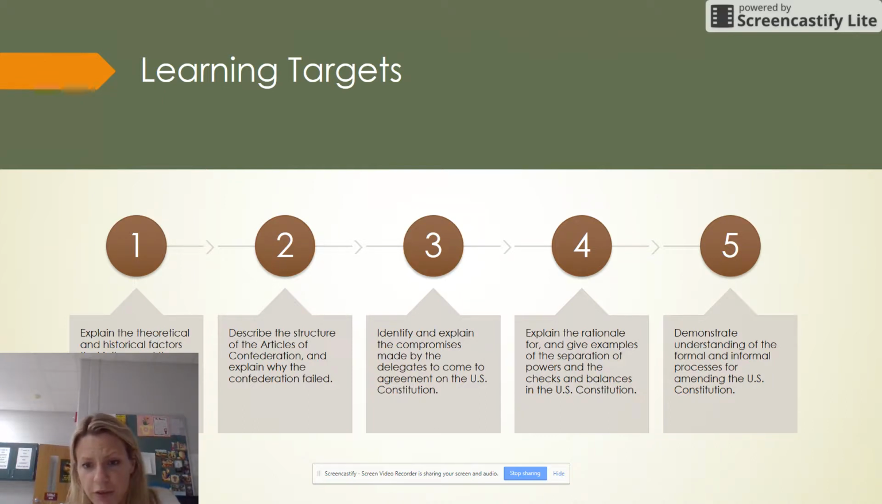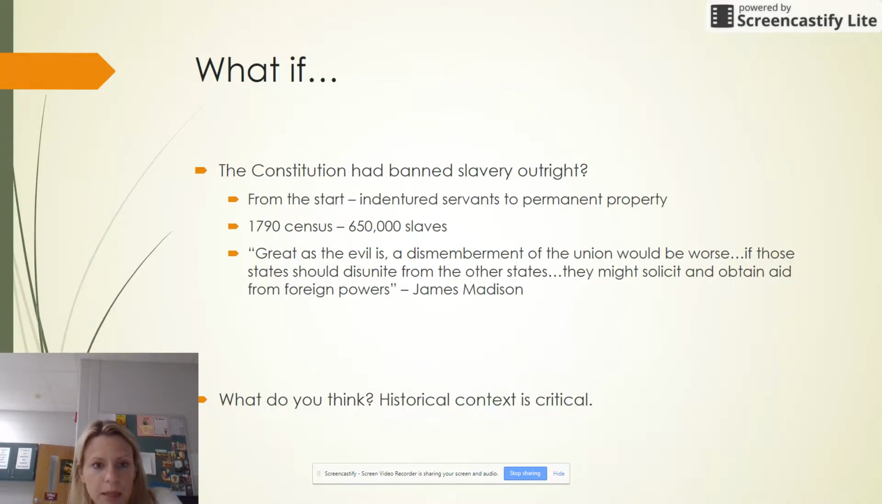4, explain the rationale for and give examples of the separation of powers and the system of checks and balances in the U.S. Constitution. And number 5, demonstrate understanding of the formal and informal processes for amending the U.S. Constitution. As we go through the rest of the term and the year in general, we will go into a lot more detail on specific parts of the Constitution. This chapter just kind of provides a general overview of the Constitution itself and how we get it.